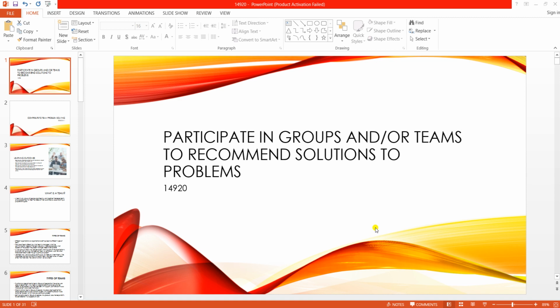Hi guys, in today's session, I'll be taking you through Unit Standard 14920, and the title of this Unit Standard is Participate in Groups and Teams to Recommend Solutions to Problems. So in this Unit Standard, it's more of how we work as a team in groups, defining roles, leadership qualities, and how we can solve problems within a group.